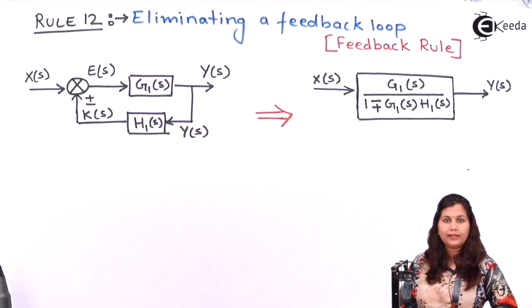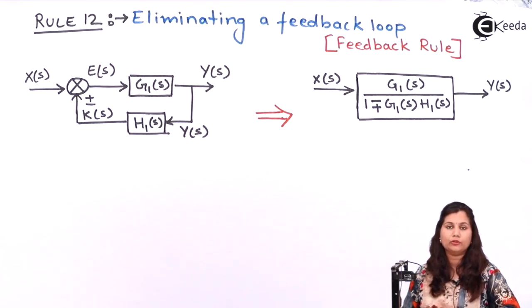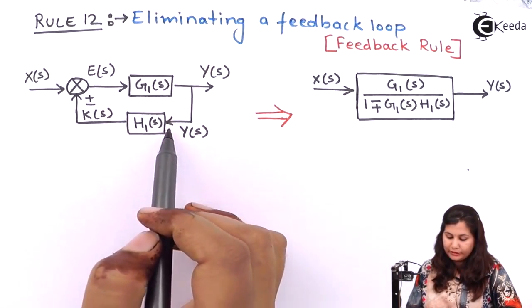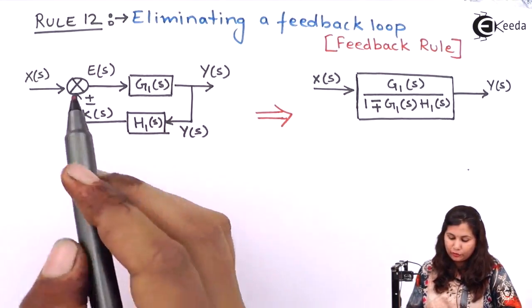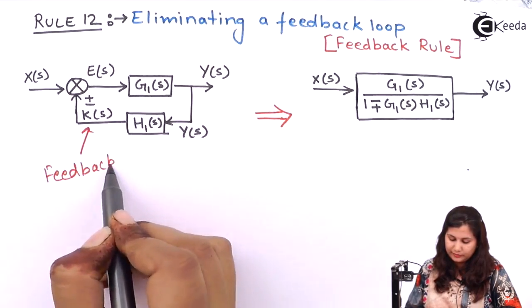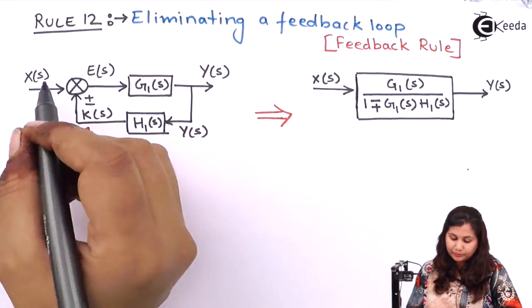The rule number 12 is about how you can eliminate a feedback loop. If there is a feedback loop present in a block diagram, then how can you eliminate that feedback loop? This is the block diagram which is having a feedback loop. So this is the feedback loop present in the block diagram.